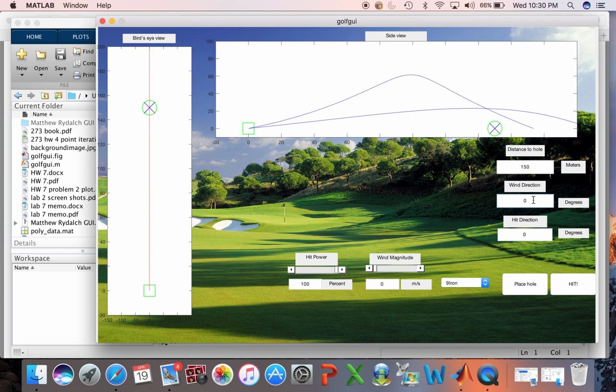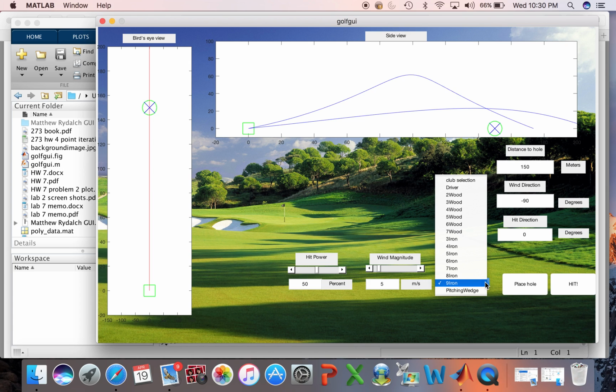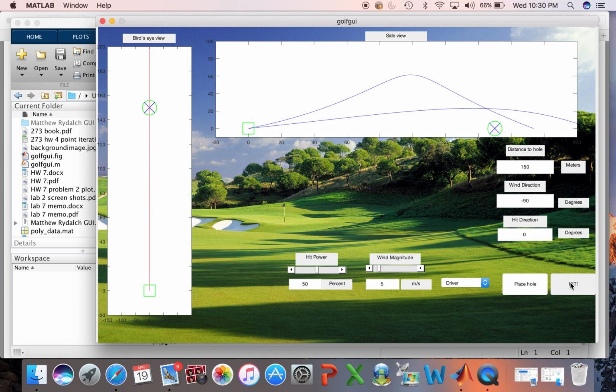Now we're going to change some of the specifications. We're going to use 5-mile-an-hour wind coming from the east, which would be a negative 90-degree angle, 5 meters per second. We're also going to decrease our swing power to be 50%. As such, and we're going to use the driver. A 0-degree angle, the ball, and we come well short.